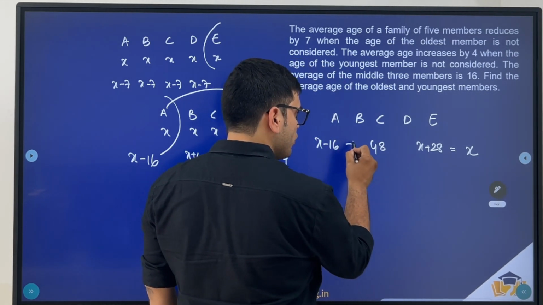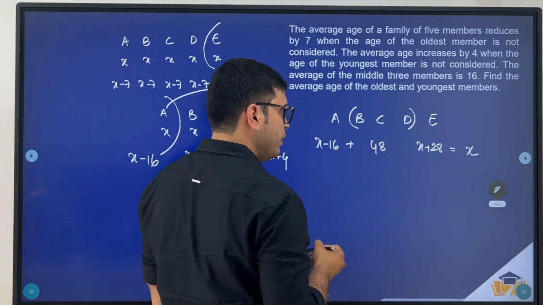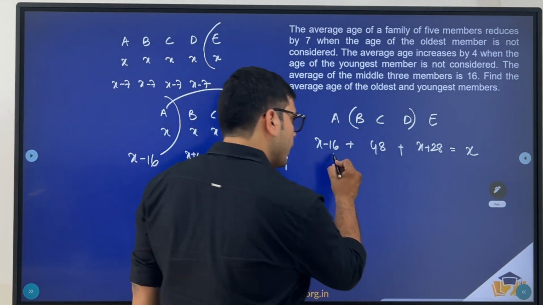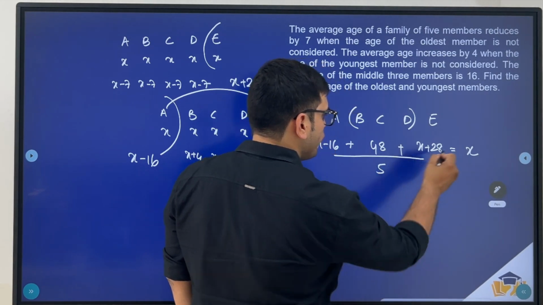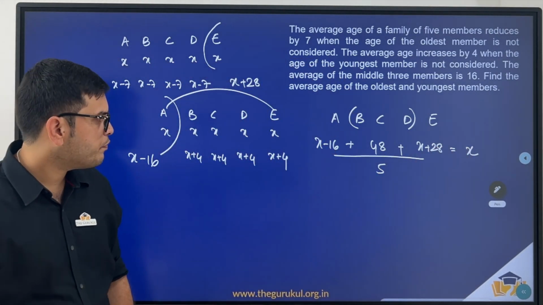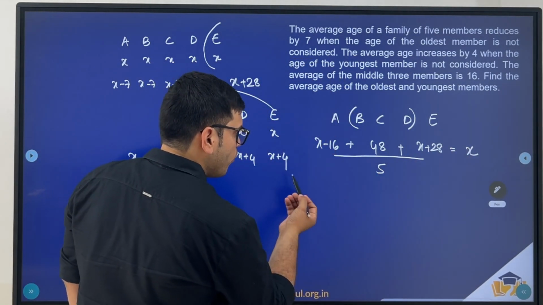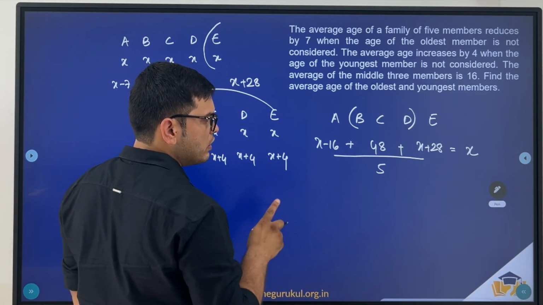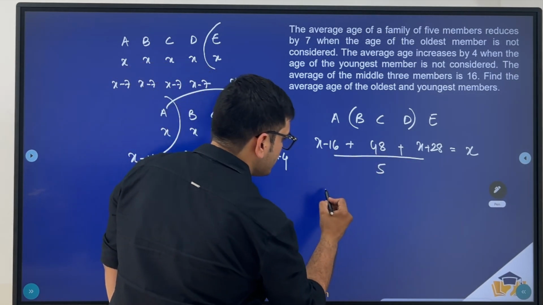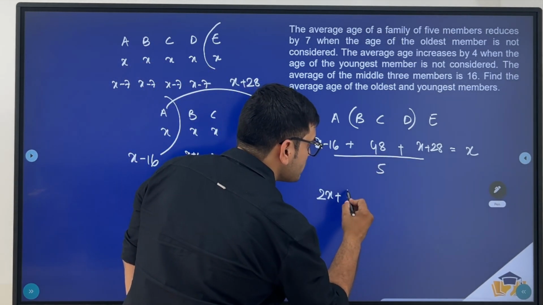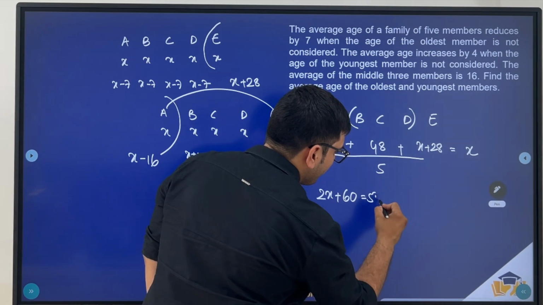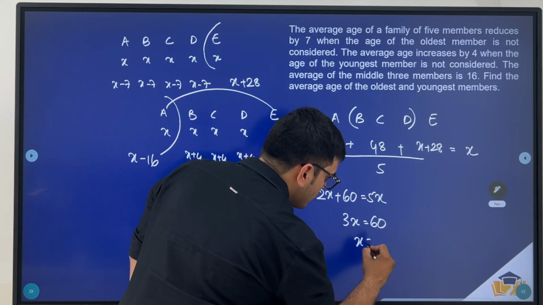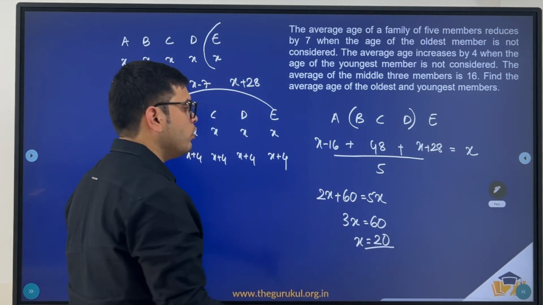So A's age plus the ages of B, C, and D plus age of E, divided by the number of persons, 5, should be equal to the average X, right? So what do we have? X minus 16 plus 48 plus X plus 28, which is 2X plus 60, is equal to 5X, or 3X is equal to 60, or X is equal to 20.